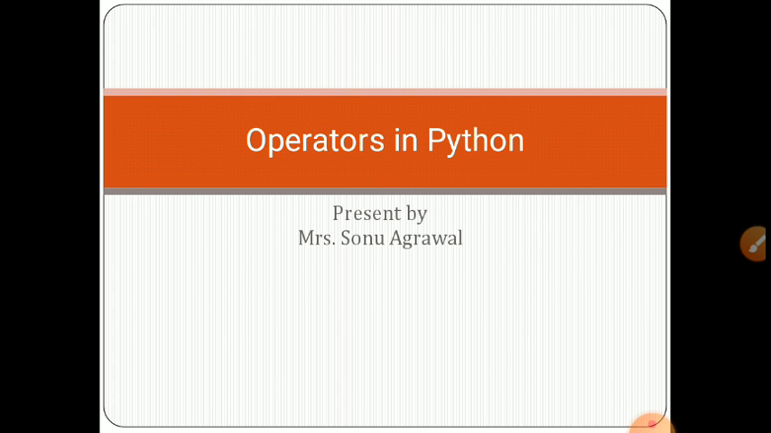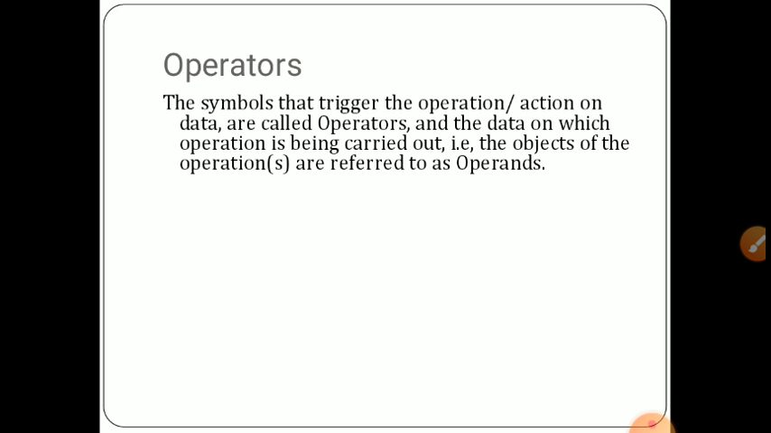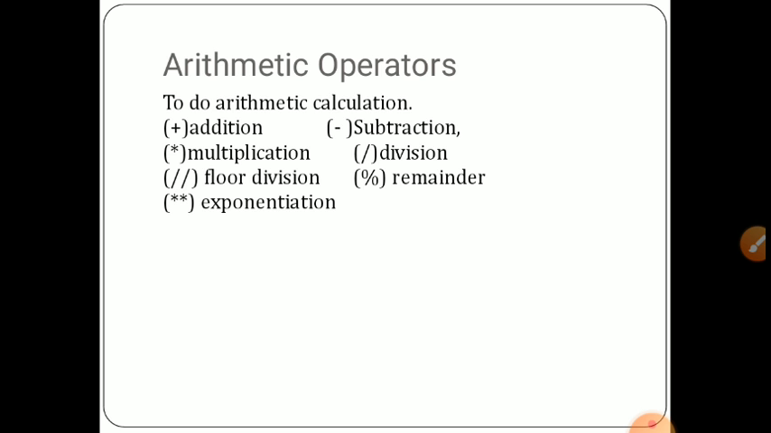Today I am explaining the second part: relational operators and logical operators. First we revise the previous operators. Previously I explained what operators are. An operator is a symbol that triggers operations or actions. The data on which actions are performed is called the objects or operands.